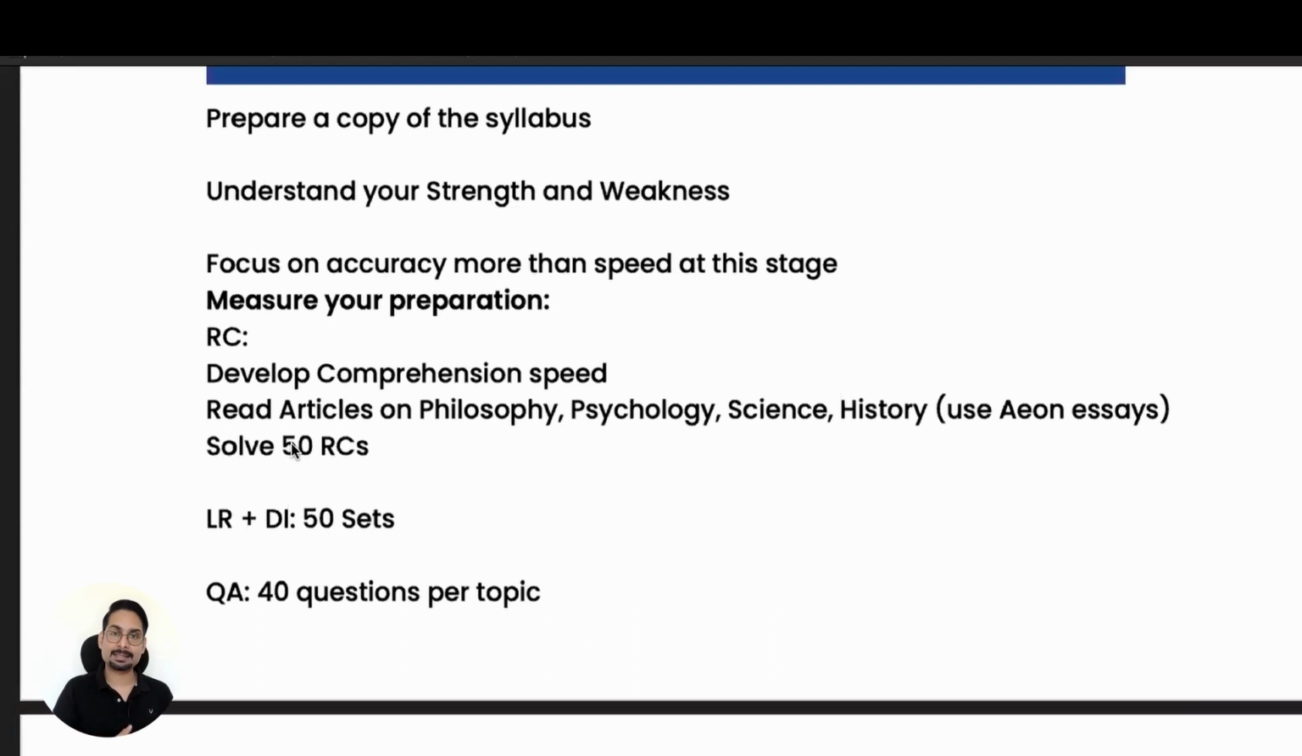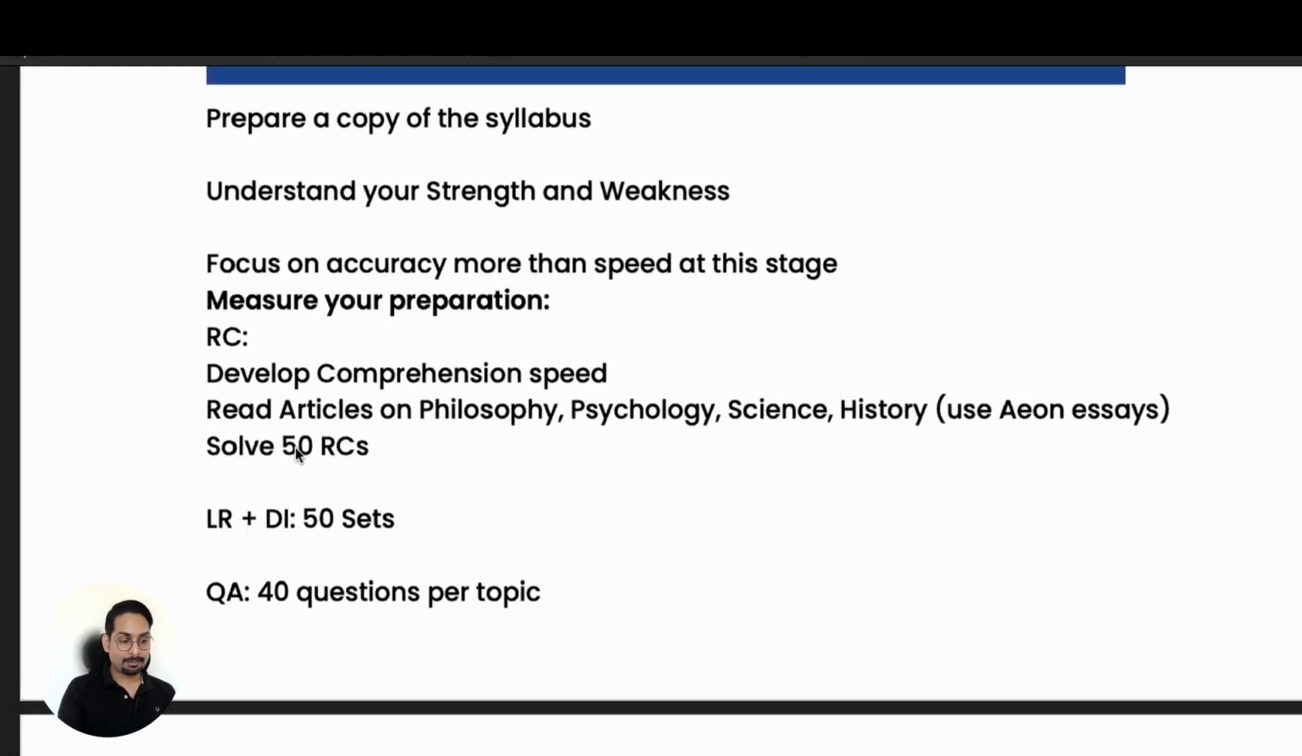How will you practice reading different articles? You should read articles on philosophy, psychology, science, and history. There is a website called Aeon. If you search on Google Aeon Essays, you will land on that website, and you will have articles from these different sectors. That will help you to improve your comprehension and reading speed, and also it will open up your mind about different topics, different aspects. All right.